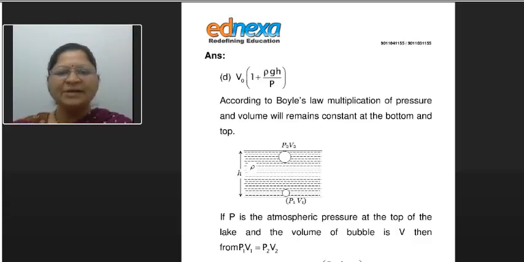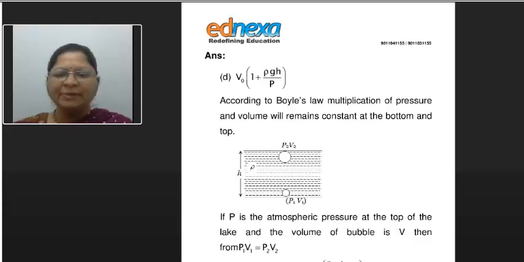So the answer is D. It is V0 into 1 plus rho gh upon P. Now why is it so? The situation has been shown to you in the diagram. Initially, when the fish has released the bubble, its pressure was P1 and volume V1, and when it is just touching the surface of the water in the lake, the pressure has become P2 and the volume has become V2.